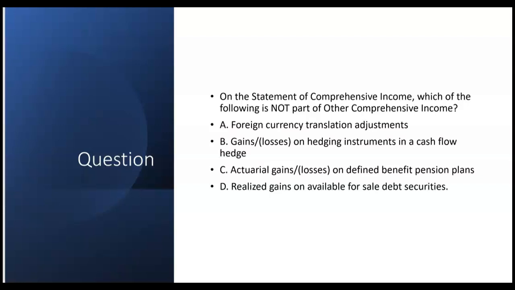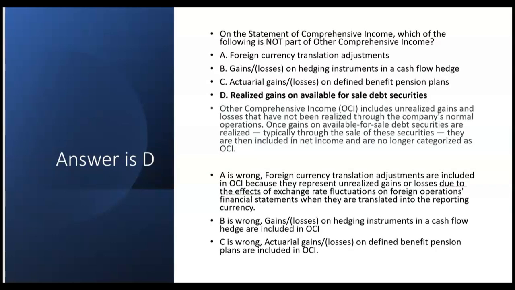B, gains and losses on hedging instruments in a cash flow hedge. That's part of OCI. C, actuarial gains and losses on defined benefit pension plans goes into OCI. So it must be D, realized gains on available for sale debt securities. D is correct. OCI includes unrealized gains and losses that have not been realized through the company's normal operations. Once gains on available for sale debt securities are realized, typically through the sale of these available for sale debt securities, then the gains and losses are included in net income and no longer categorized as OCI.